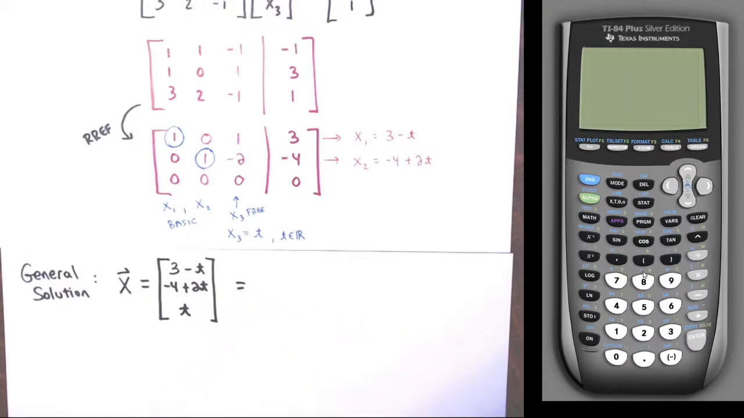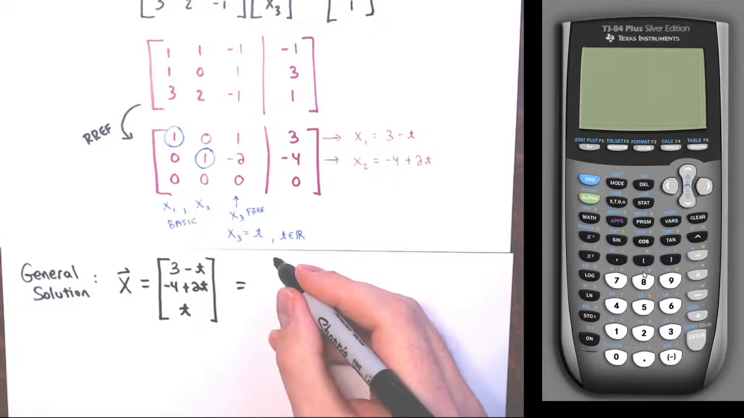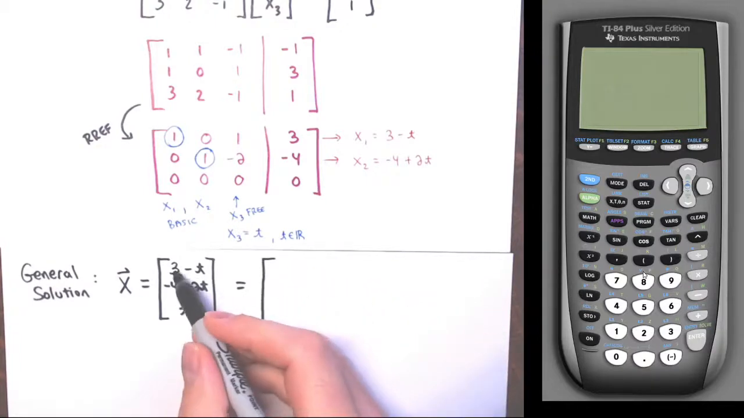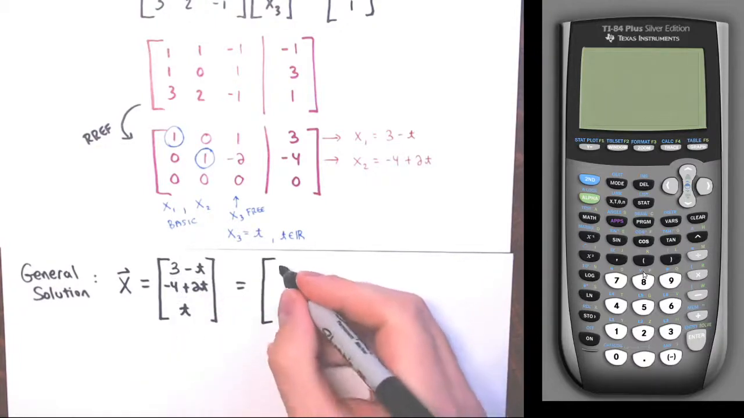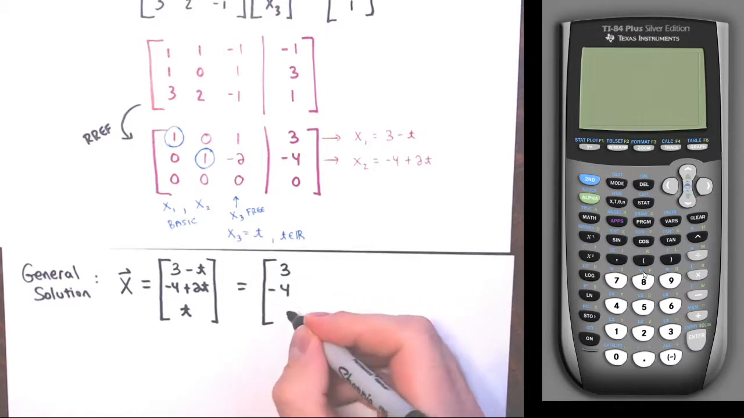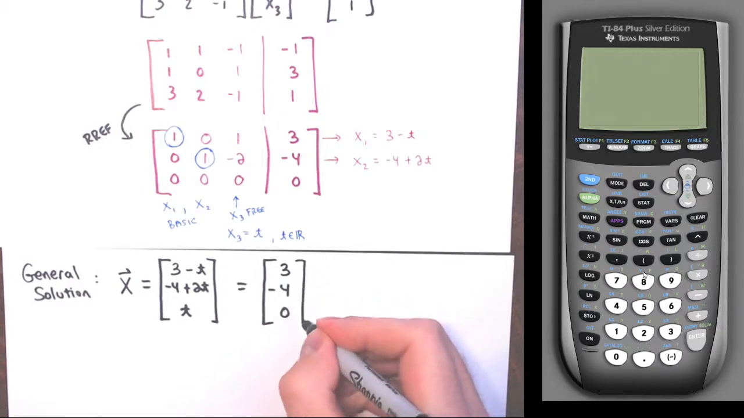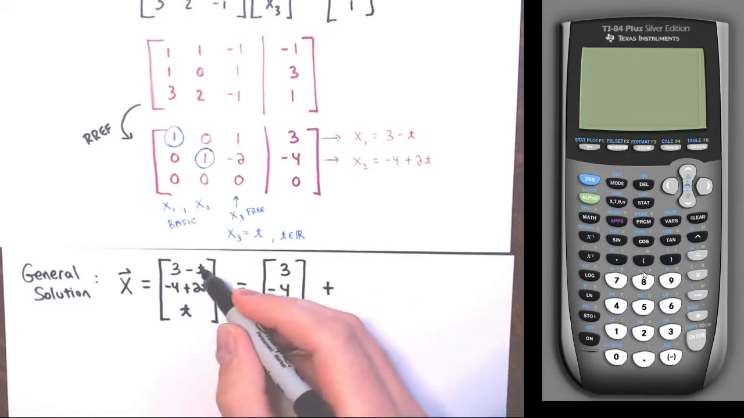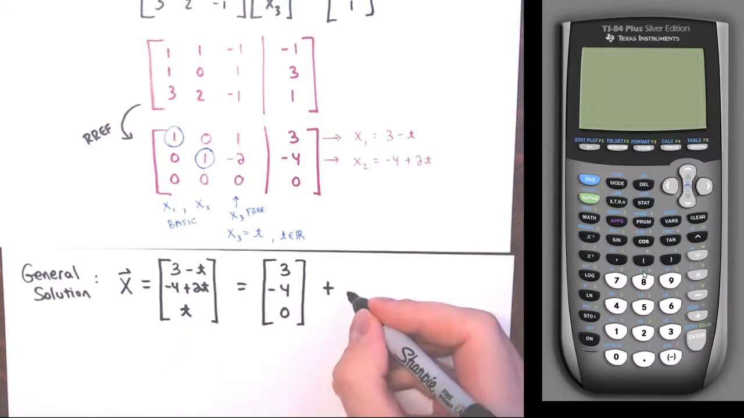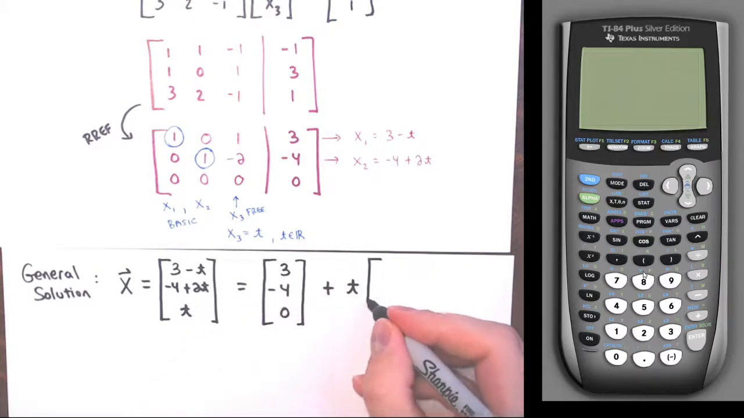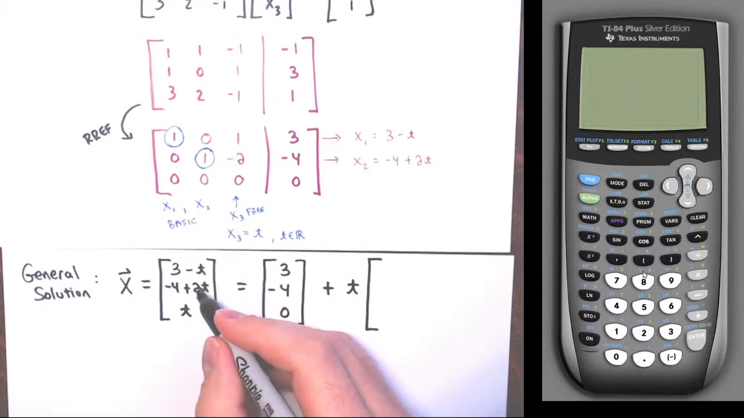And then as I did with the last example, I'm going to split this up into terms without the free variables and terms with the free variables. So one vector without the free variables is 3, -4, 0, plus, and then all the stuff with the free variables, those all have just t in it, pull t out, times the vector -1, 2, 1.